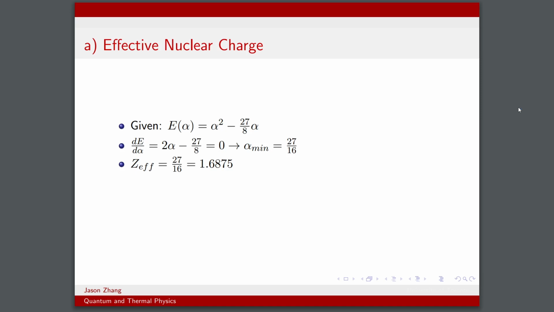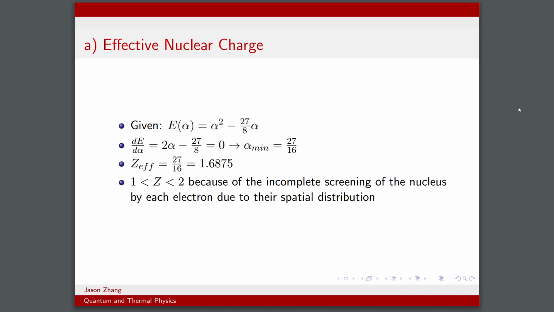Notice that this value is greater than 1, but less than 2. This is very important. This is because of the incomplete screening of the nucleus by each electron due to the spatial distribution of the electrons. So recall that helium has 2 protons and 2 electrons. And so if you were to consider one electron without considering the other, then we would likely say that the electron should experience a nuclear charge of 2, right? Because it's screening both protons in the nucleus.